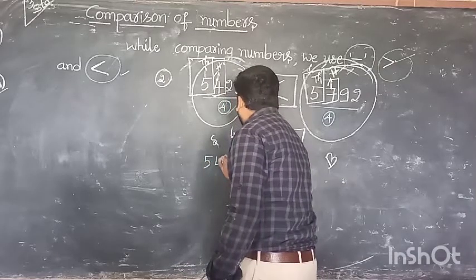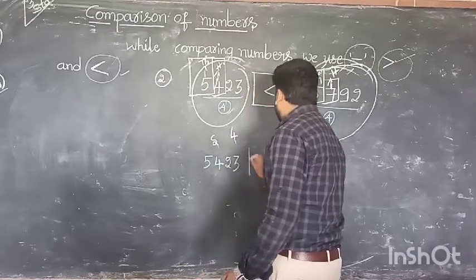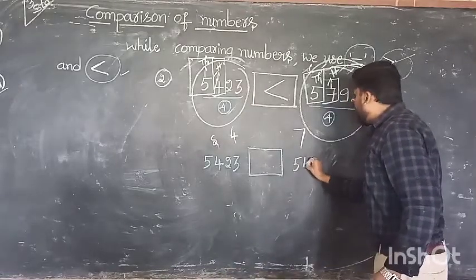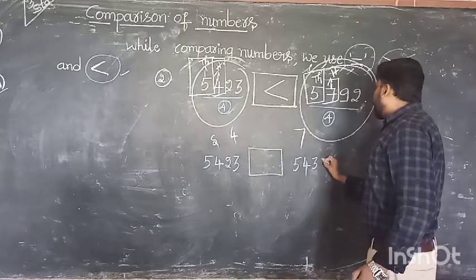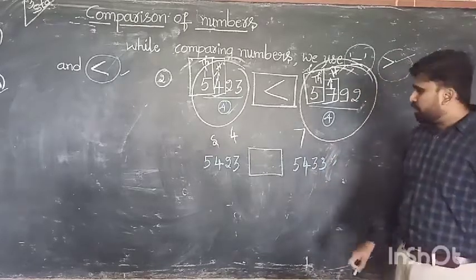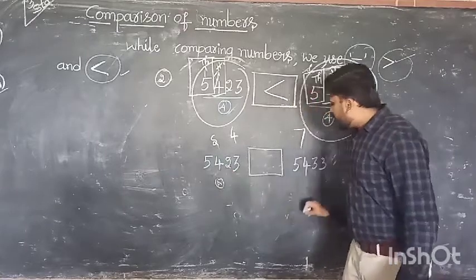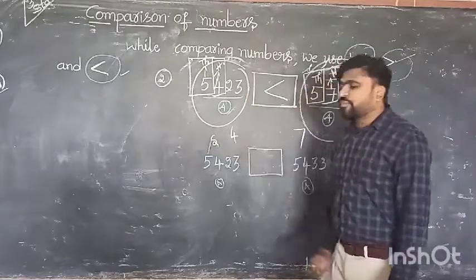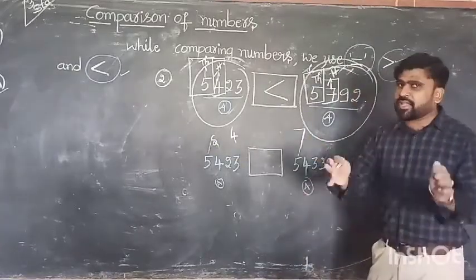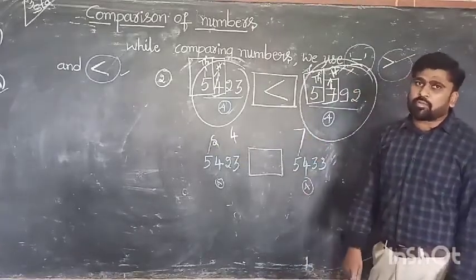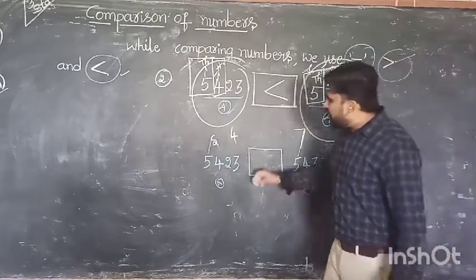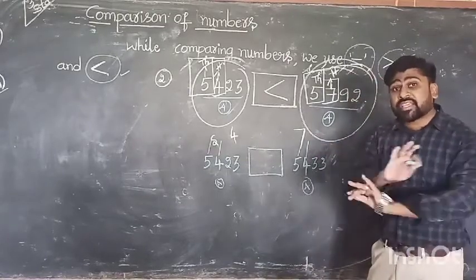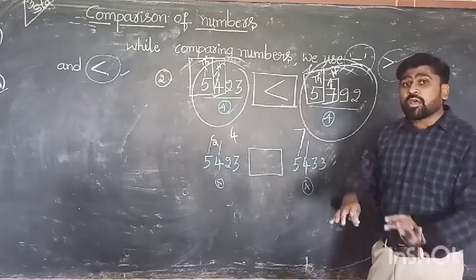5, 4, 2, 3, 5423. Here also 5432, and this is important. Here again a 4 digit number. Here also again a 4 digit number, same. Here the 1000s place is 5. Here also the 1000s place is 5. Again we cannot identify which is the small number and which is the big number. We come to the 100s place, also 4. The 100s place is also 4. Again we cannot identify which is small and which is big.